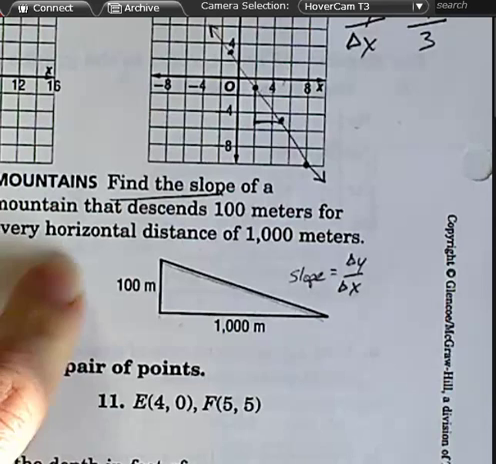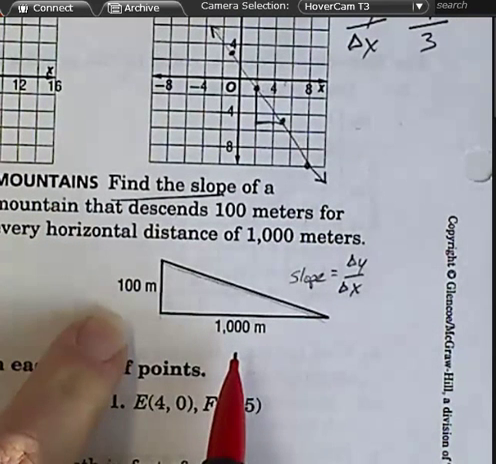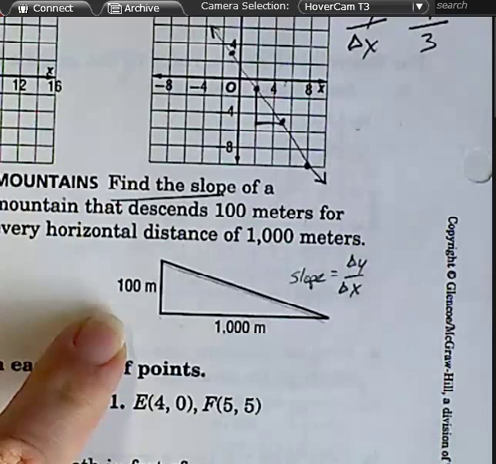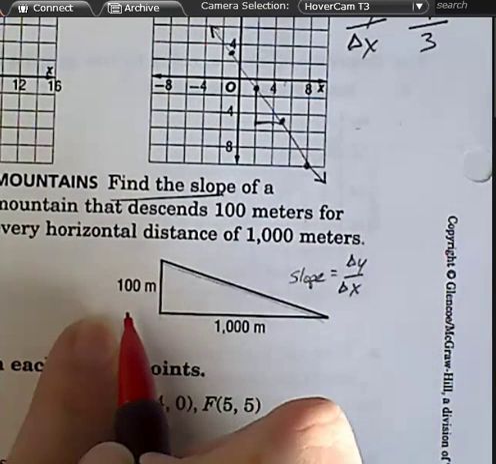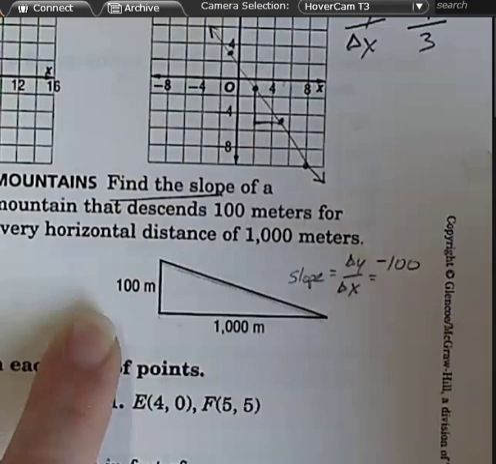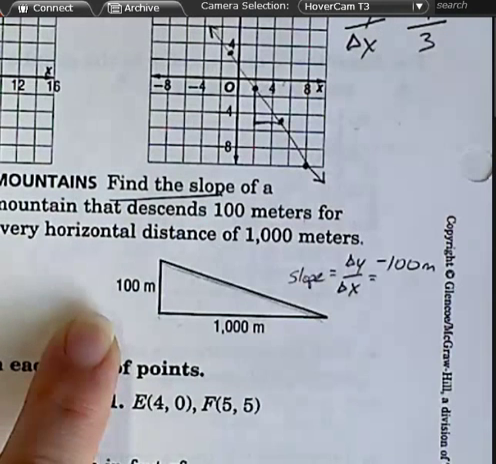Y. Good. Well, which one of these is the Y number? 100. Is the one positive or negative? Positive. Negative. It has to be negative Y. Lindsay, even though it says positive 100 here, it has to be negative 100 on your slope because it is going down. It's negative 100 meters, notice.